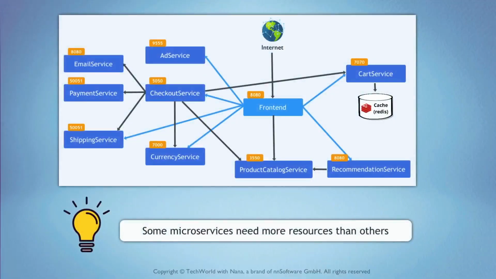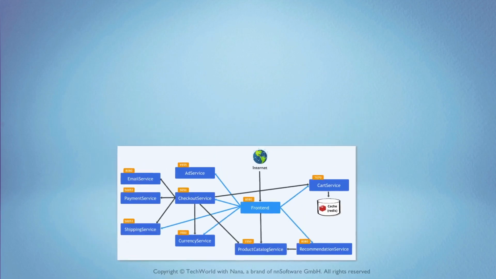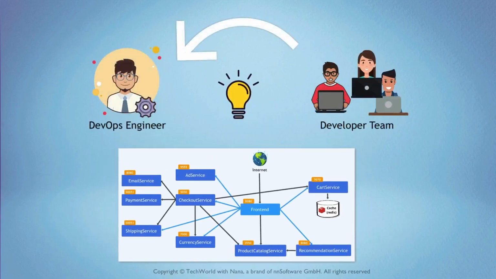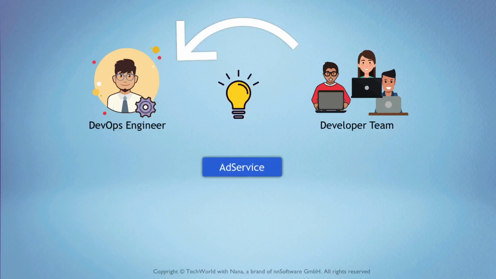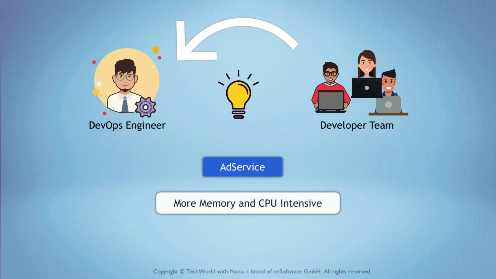However, as I mentioned, some applications may require more resources than others. So for example, in our case, we could ask developers, because they know the microservices much better than we do, whether any microservice needs more resources than normal or less than normal so that we can adjust these values. And let's say developers tell us that the add service microservice is more memory and CPU intensive, so we need to increase those values for add service.